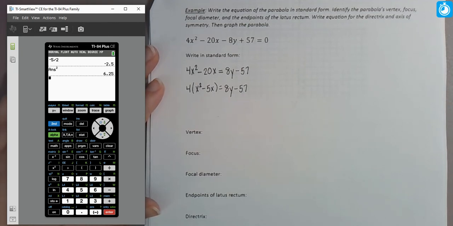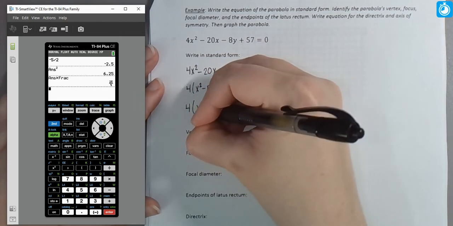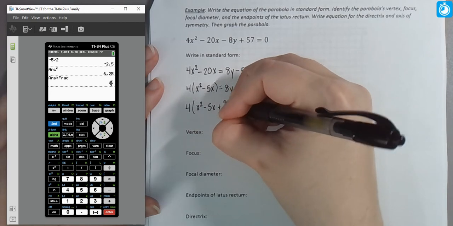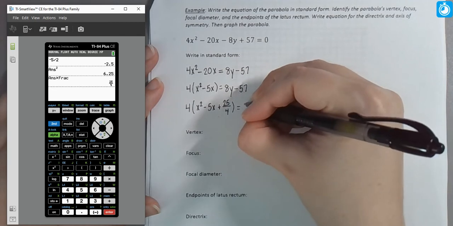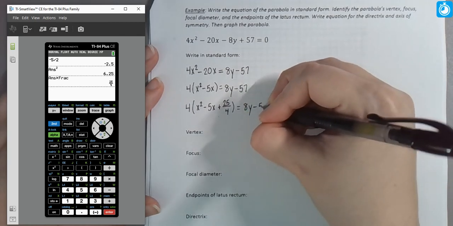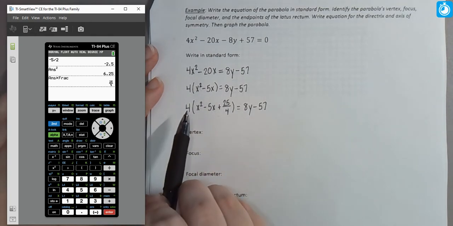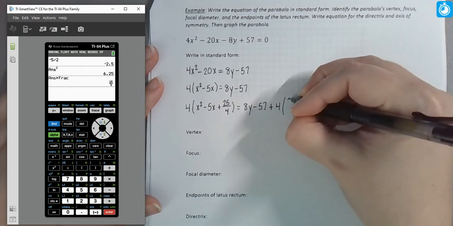Now we want the fractional version of that, so we're going to convert that value to a fraction. And so we get 25 over 4. So that's the value we add on to complete the square. So we have 4 times x squared minus 5x plus 25 over 4 is equal to 8y minus 57, and then balance the equation. So we added on 25 over 4 times 4, so do the same thing on the other side.